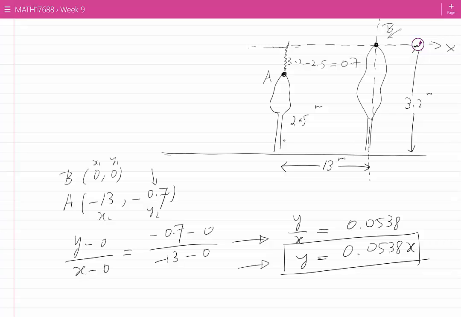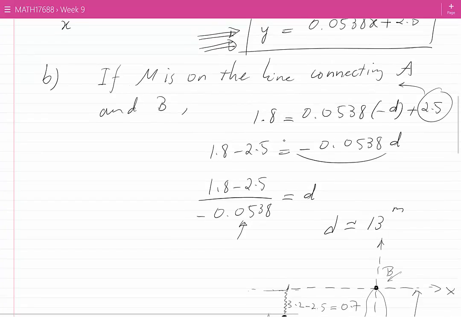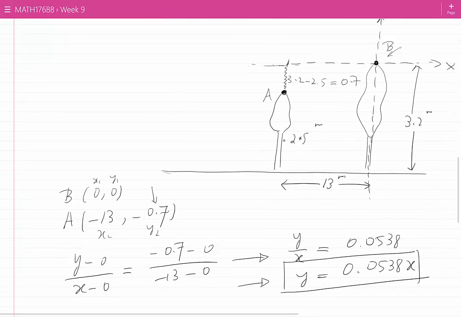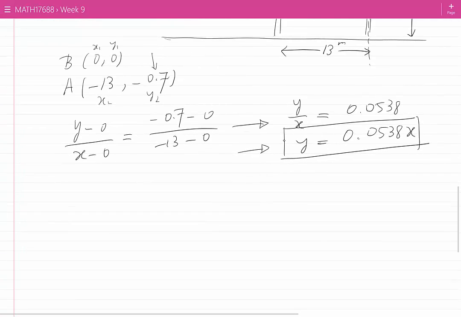This is the equation of the line passing through the top of the two trees in the new coordinate system. As you can see, this equation looks simpler than the equation we found before, because the other equation had another term appearing in the equation, 2.5. Now let's go back and continue the rest of the problem.